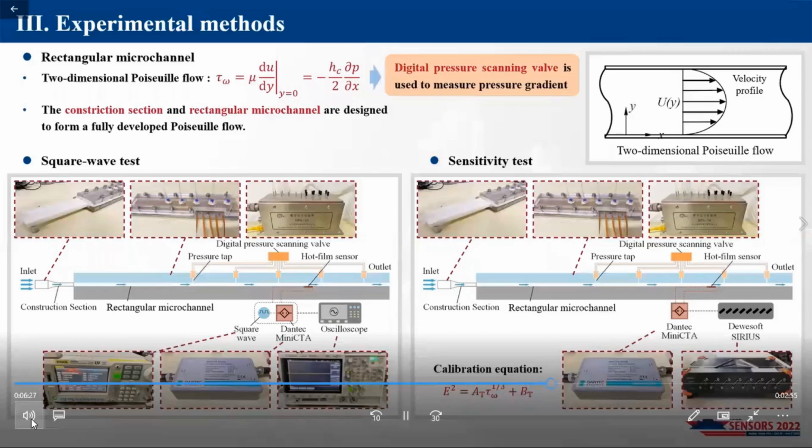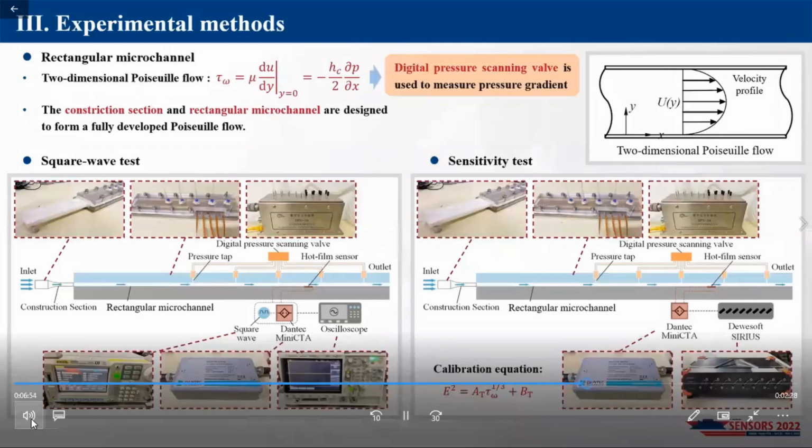We use a 1010 mini CTA to drive the hot film sensor. A square wave is applied to the bridge. The output waveform is displayed by an Agilent DSOX oscilloscope. Adjust the frequency and amplitude of the square wave until the output waveform achieves optimal response. The sensitivity of the hot film sensor is obtained by static calibration.